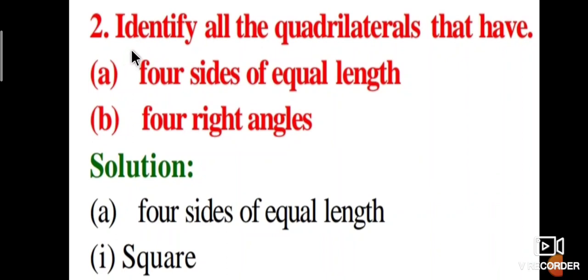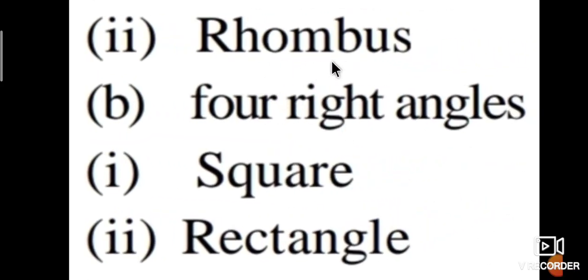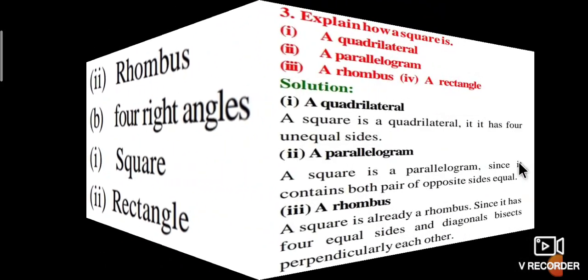Next, second question, students. Identify all the quadrilaterals that have four sides of equal length, and four right angles. Four sides of equal length: square and rhombus. Four right angles: the square has four right angles, and the rectangle also has four right angles.